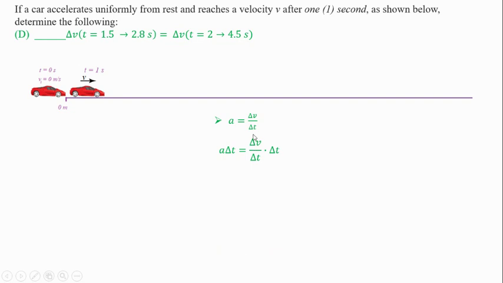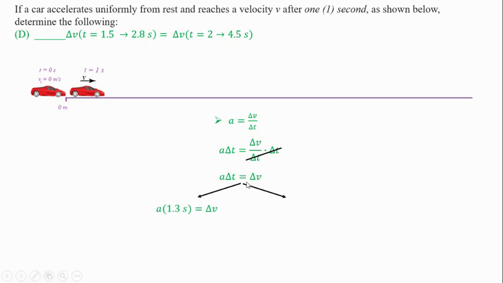In order to get it by itself, we must multiply both sides by delta T in order to get rid of this denominator delta T. So here in my work, I'm going to have on the right side multiply by delta T, on the left side multiply by delta T. And we'll clean it up a little bit here. So therefore delta V is simply A times change in time. Well, I don't know what my A is, but I do know what my change in time is though.